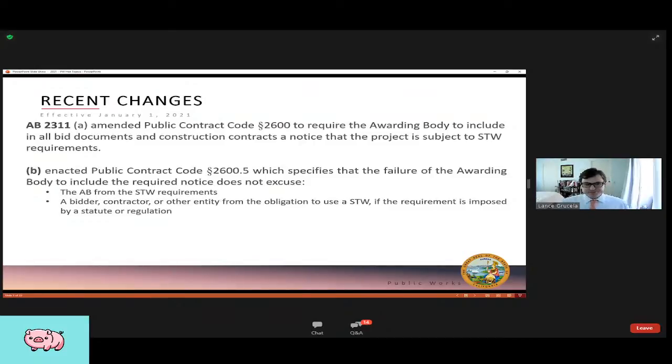We had more recent changes, and this was effective January 1st of this year. We had AB 2311, and that amended Public Contracts Code section 2600. And that basically said to the awarding body, you must put in the bid advertisement notice the language notifying contractors that skilled and trained workforce requirements do apply. But at the same time, it also clarified that if the awarding body doesn't do that, that doesn't mean that the obligation to use a skilled and trained workforce doesn't apply. So if you're a contractor and the issue comes up, you need to be on your toes to make sure that if this is a project where that's required, you're ready to meet those requirements.